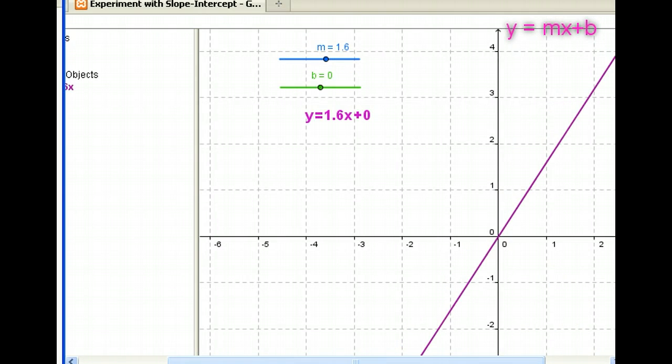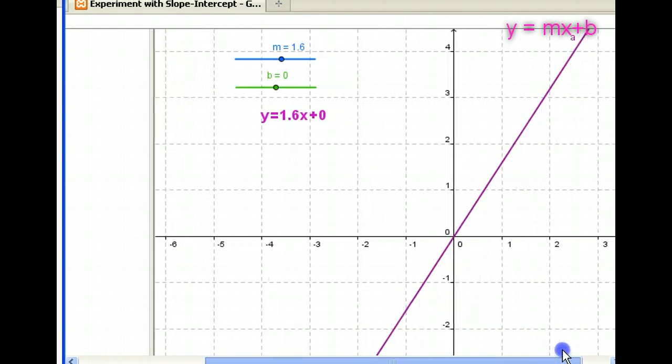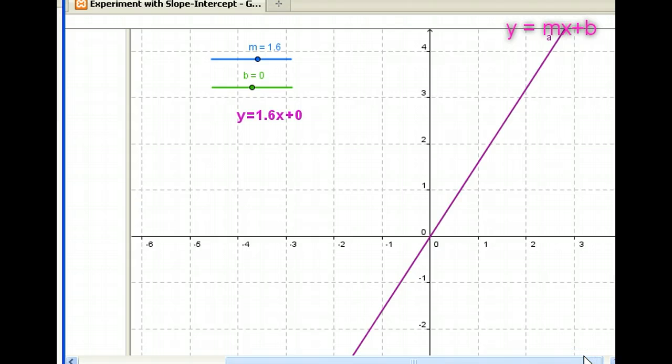Now this Java applet is that I have already constructed a linear graph, and that linear graph has two parameters. These are the y-intercept and slope. So look at this equation. It is y equals 1.6x plus 0. The slope is 1.6, but the y-intercept is 0. So if the y-intercept is 0, it means the graph passes through the origin, that is the point 0.